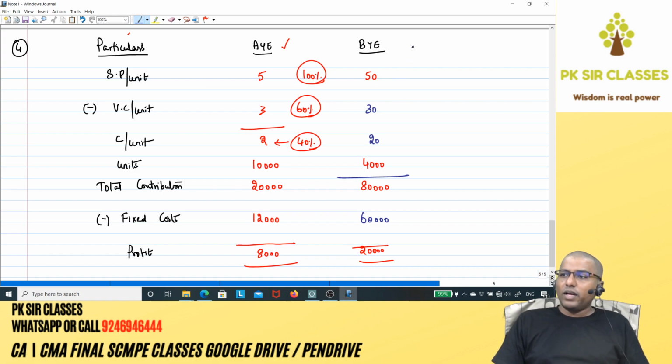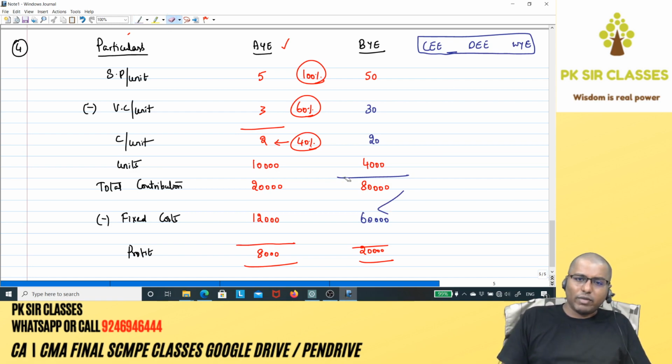Yes. Remaining C, D and E. You do it as homework. In the similar way, same format, you write C, put all the numbers that are available, then do the reverse working. You'll be able to get the remaining numbers. Pretty simple. Got the point, guys? Okay. So that's what is important.